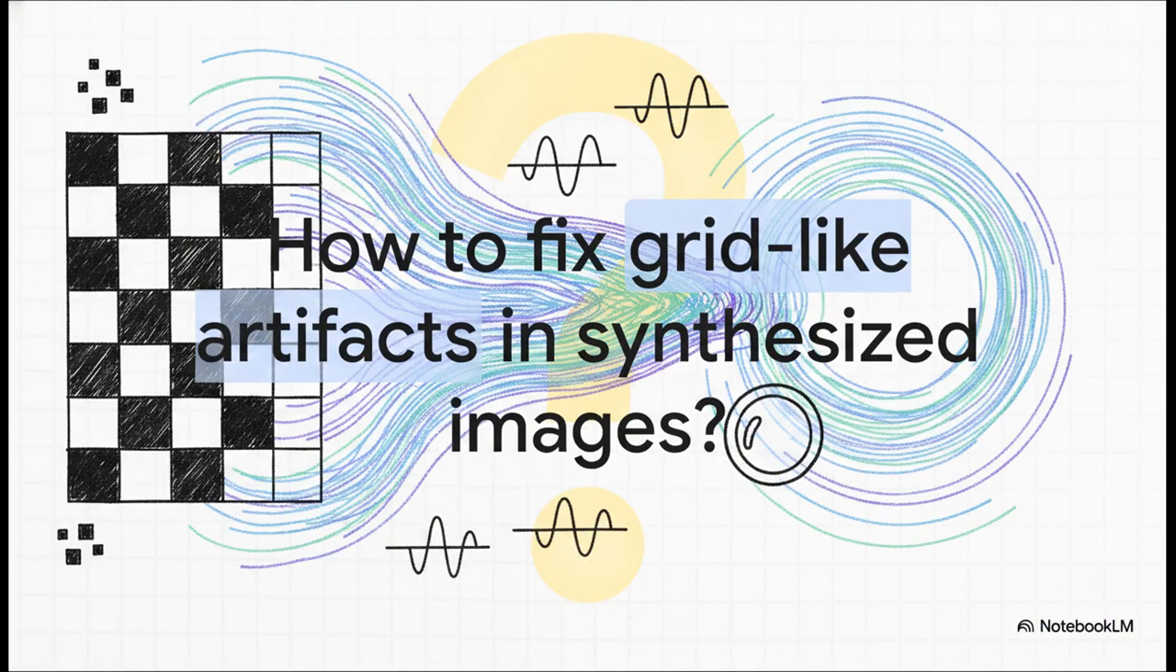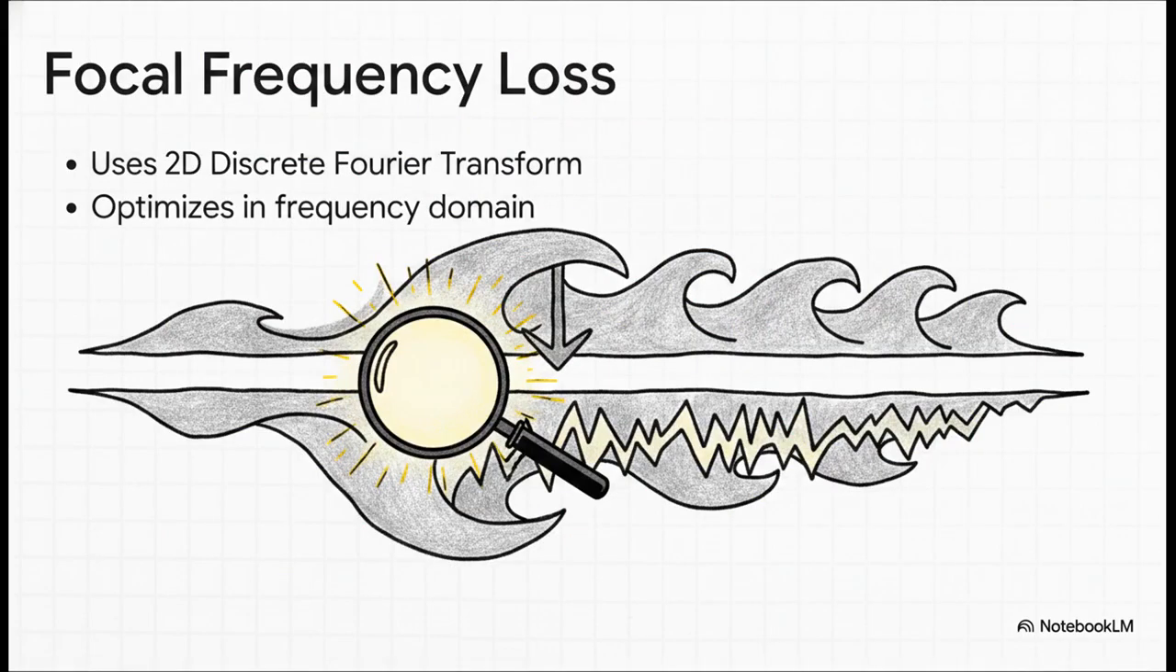All right, troubleshooting time again. Imagine you're evaluating your model's outputs, and you start seeing these artificial, grid-like checkerboard patterns baked right into the image. Spatial objectives can't fix this because the error exists purely in the frequency domain. So, how do you fix it? The answer is focal frequency loss, or FFL.